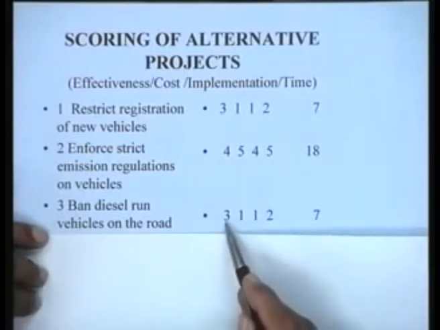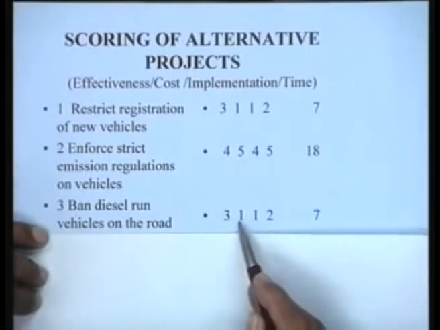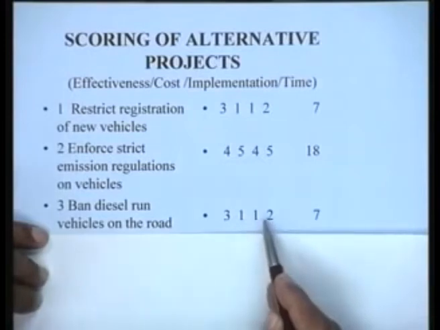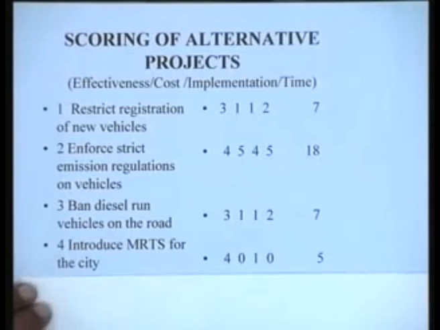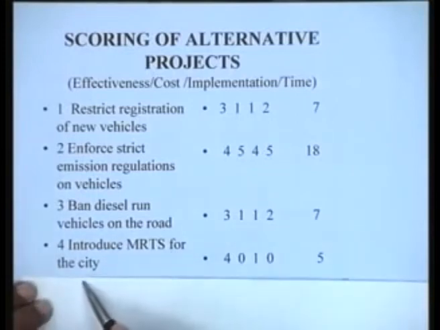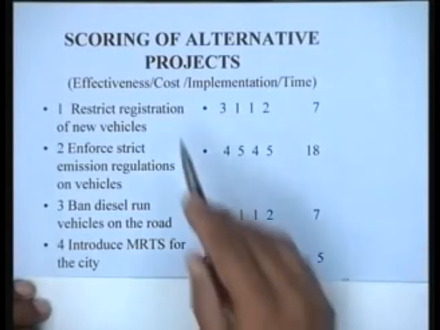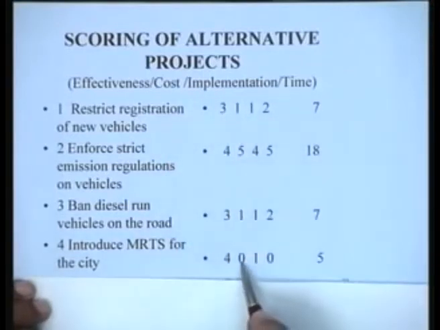It may be effective, but it's very difficult, costly, and difficult to implement. And the time is fairly high, so this is 7. And yes, a mass rapid transport system could be very effective, so we have given 4 marks there. But cost and implementation, we feel that it's very poor. Probably the government will not be able to implement this kind of a system.